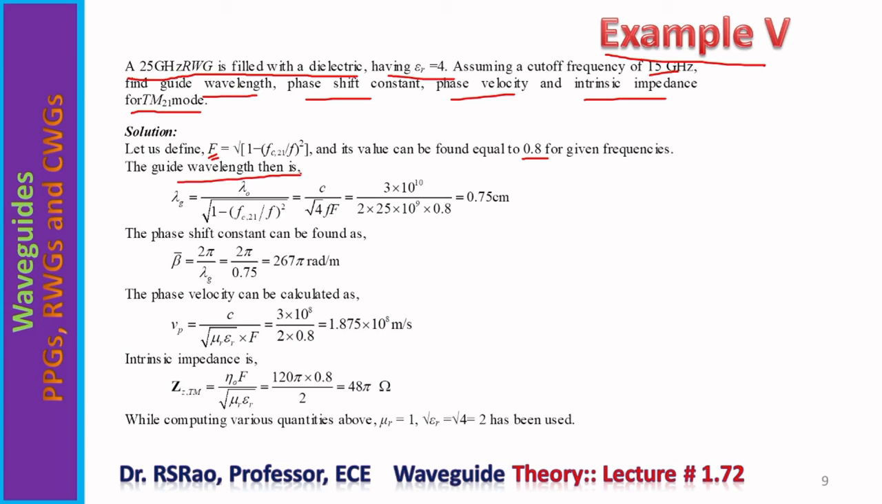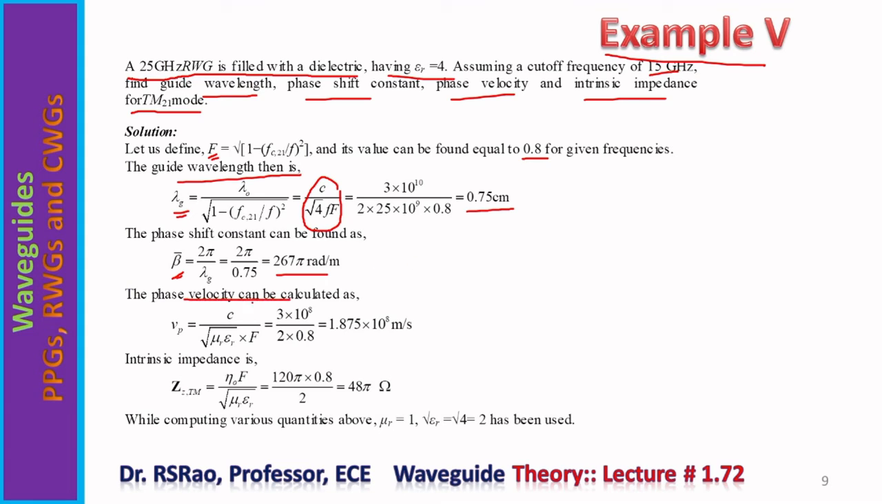The guide wavelength then is lambda g equal to lambda naught by factor F, but lambda naught is V by frequency F, but V is C by root epsilon r. So substituting, we get ultimately this expression. Using the already available values, lambda g can be found as 0.75 cm. Phase shift constant beta bar is 2 pi by lambda g. It comes out 267 pi radians per meter.